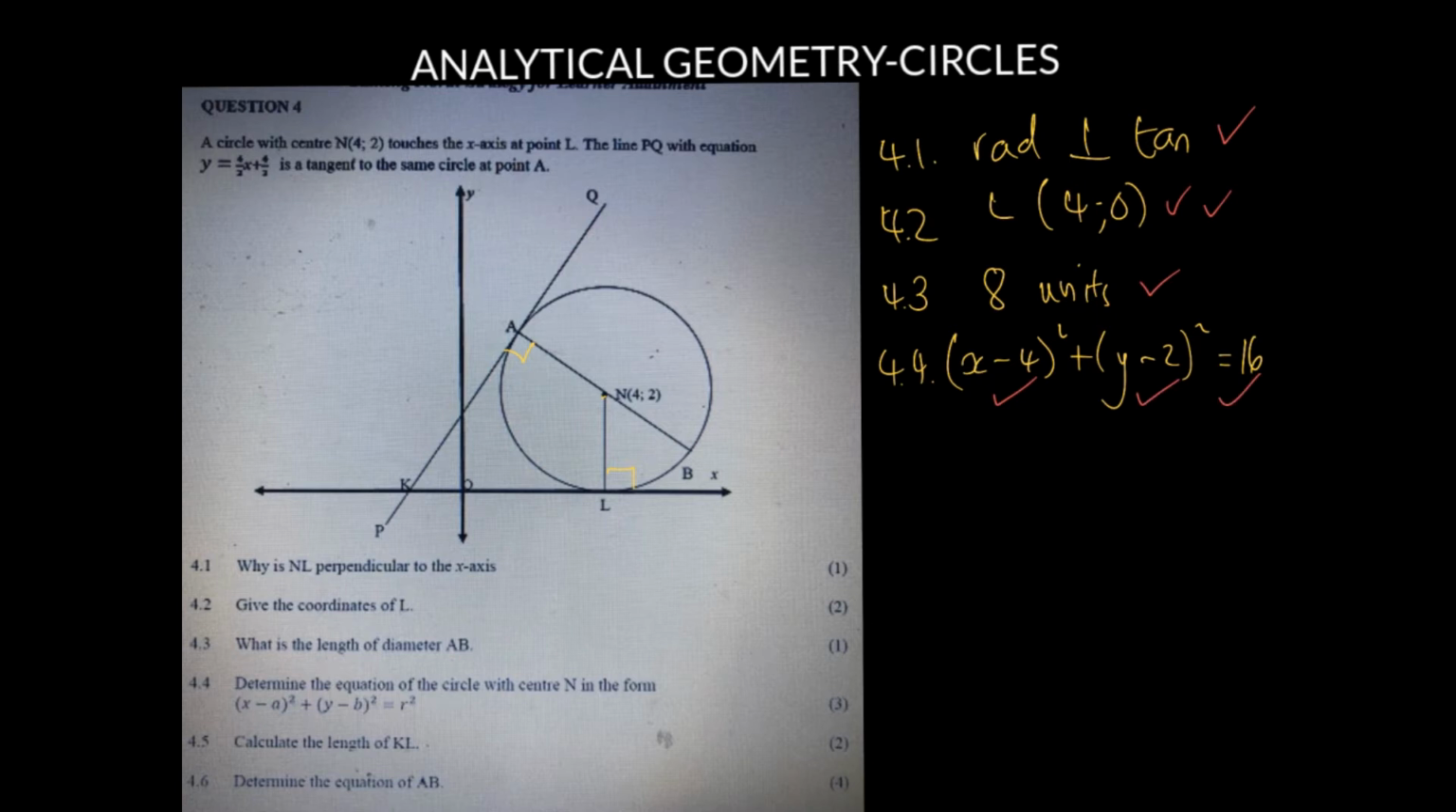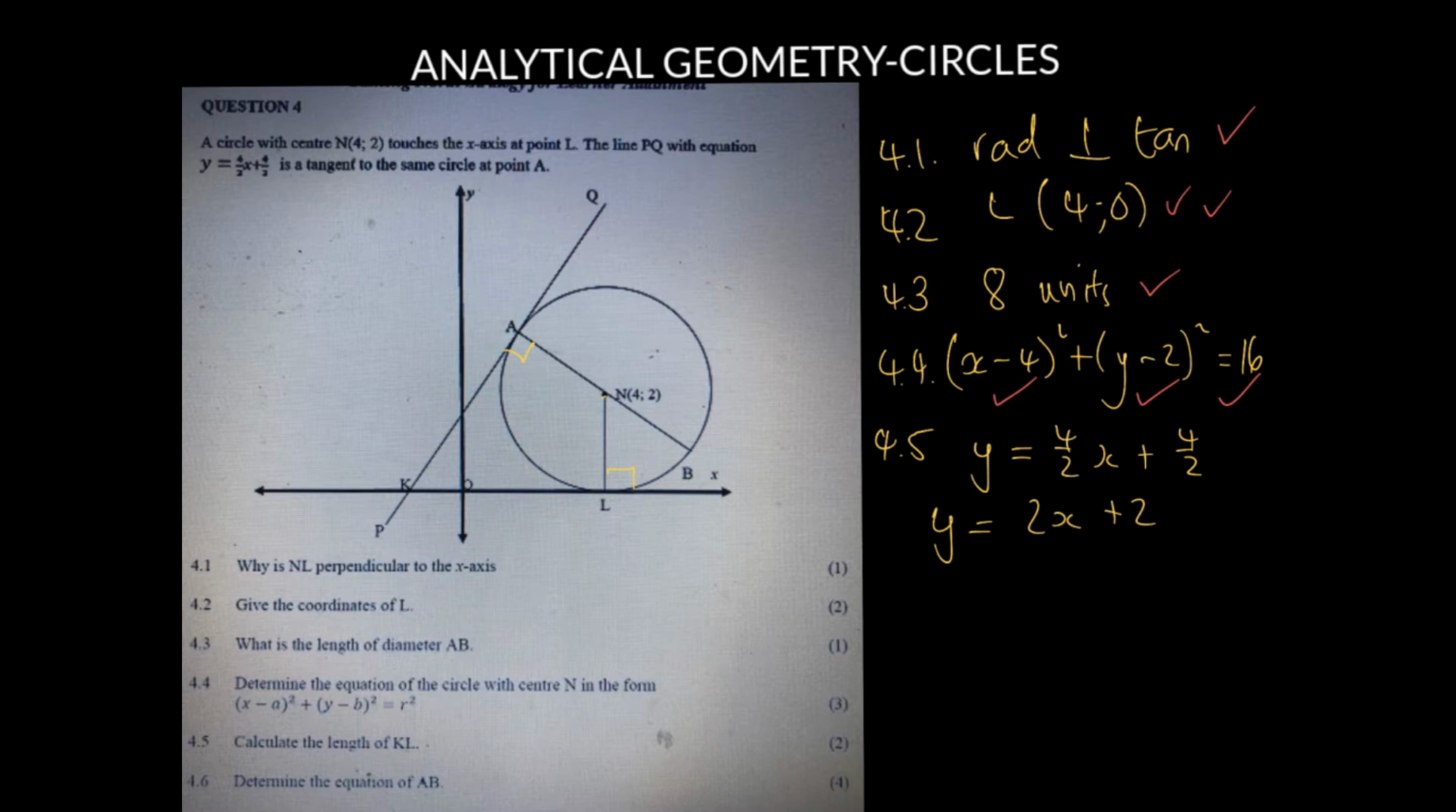Okay, next question, question 4.5. They have asked us to calculate the length of KL. Now, this is where we needed the equation of PQ so desperately. K represents a y-intercept. If I'm correct, the equation of PQ is indeed y = 4/2 x + 4/2, which just seems a very odd way of writing y = 2x + 2.